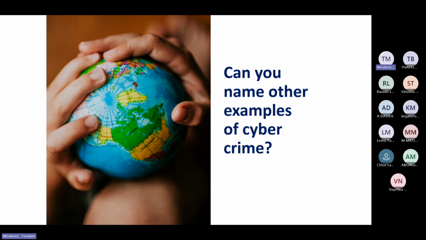Svusiso was saying ransomware attacks. Yes, that is a good example. Thank you, Svusiso. Others? Any examples of cyber crimes? We spoke about phishing.